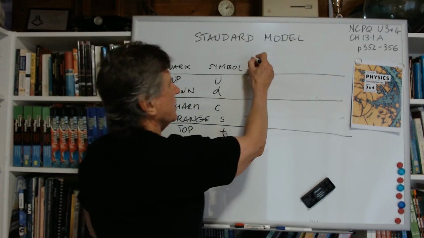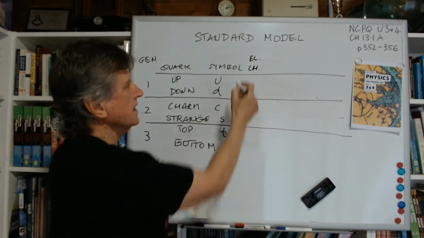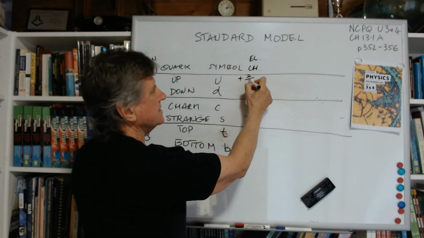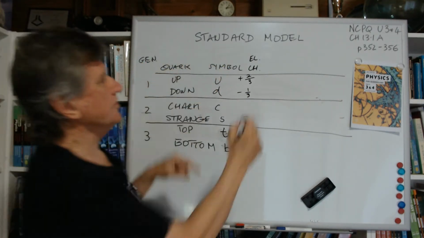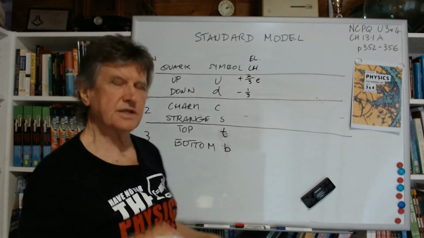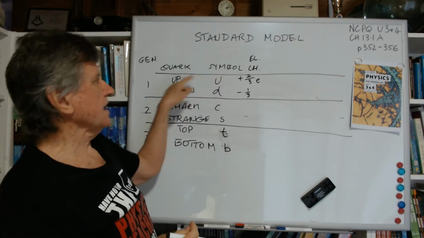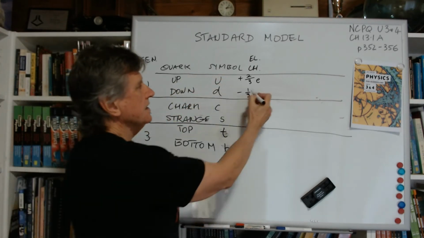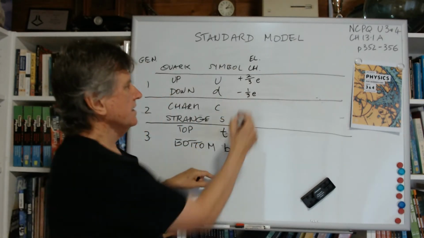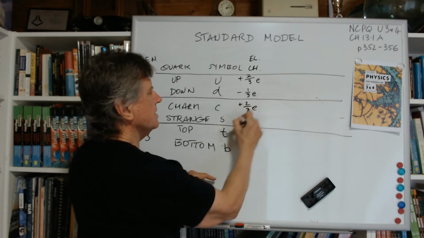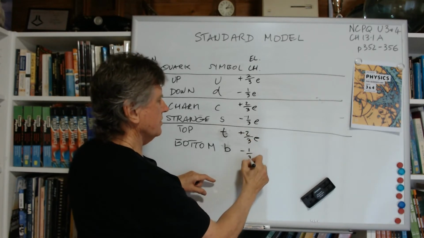Okay, now look, I'm going to tell you this. This is the electric charge, so the charge on each one. Now there is a pattern to this. The first member of each generation is plus 2/3 E. That E just means elementary charge, like the charge on an electron is -1 E. So the charge on an up quark is 2/3 E. The charge on a down quark is minus 1/3 E. This one here, plus 2/3 E, minus 1/3 E, plus 2/3 and minus 1/3.